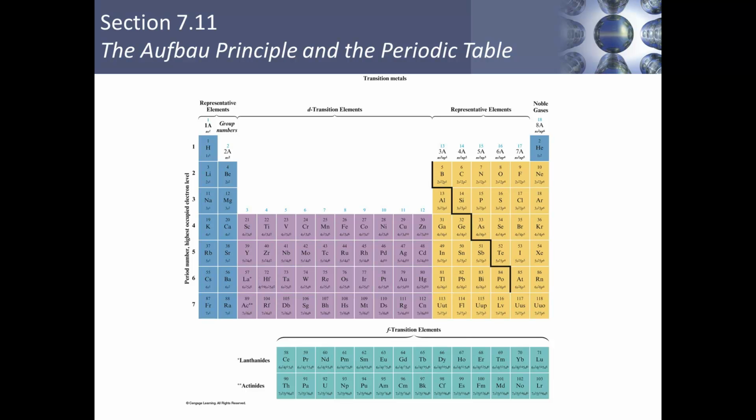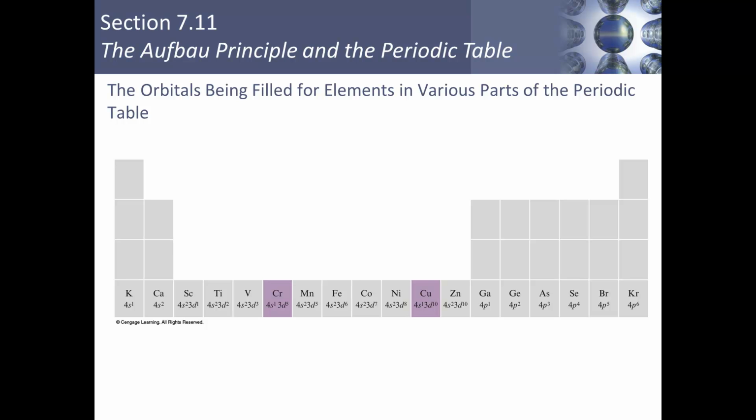In most cases, as we go across period 4, from potassium, element number 19, to krypton, element number 36, we fill electrons into our orbitals as the energy increases successively. There are a few notable exceptions to this. At element number 24, chromium, and at element number 29, copper, we see a slight anomaly as we go across that 4th period.